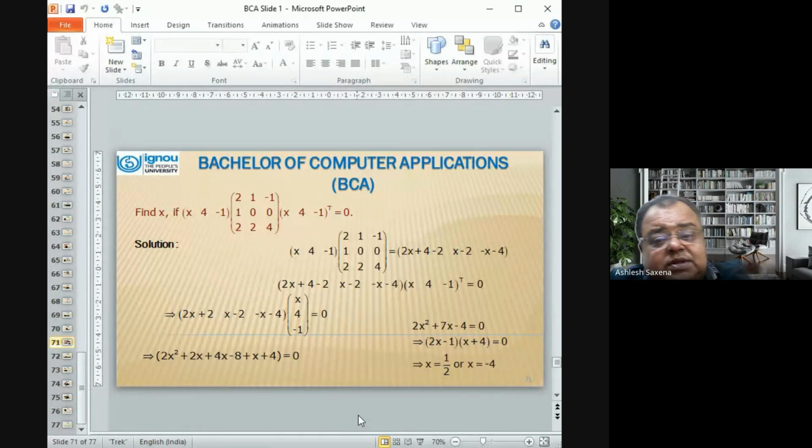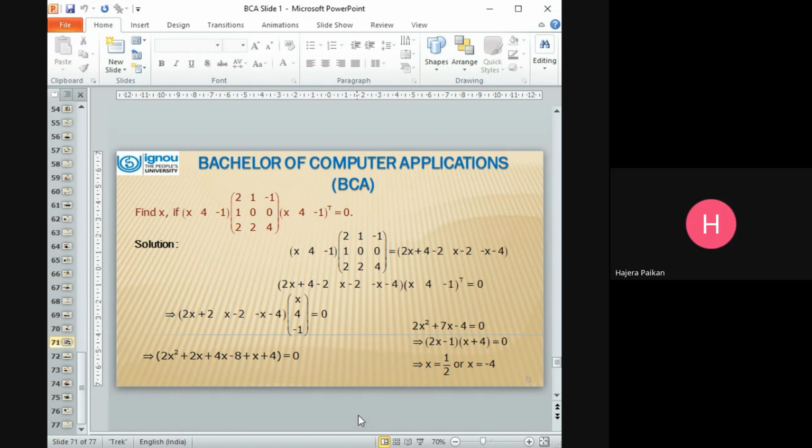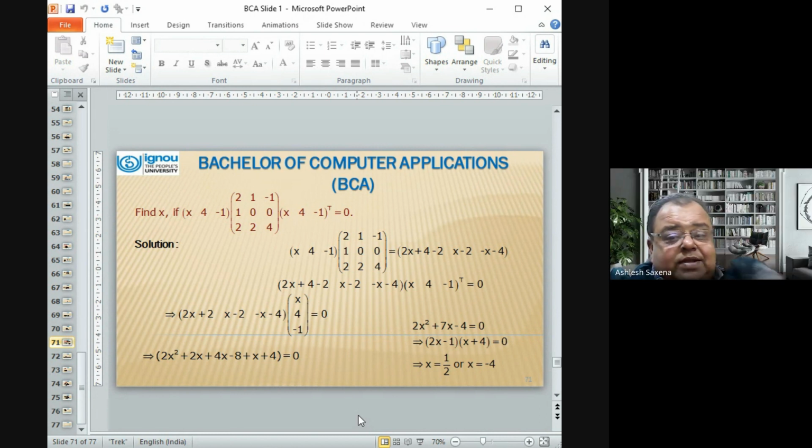Club these numbers. This is a quadratic equation. 2x square plus 7x minus 4 equal to 0. Are you aware of how a quadratic equation is solved? Yes, sir, we know. Oh, that's fine. Then it is fine. Otherwise it would have become very tedious for me to explain.